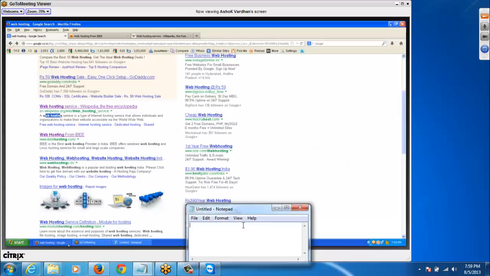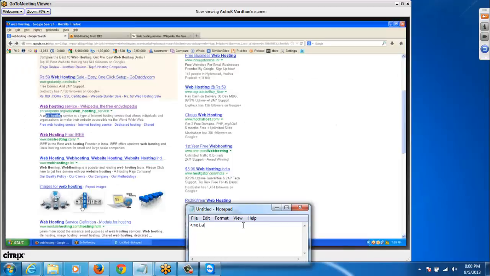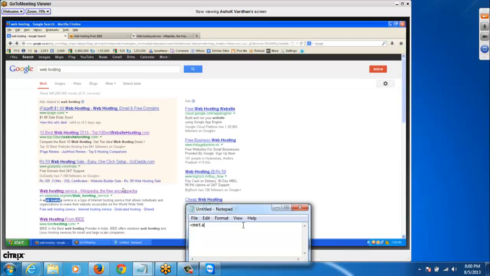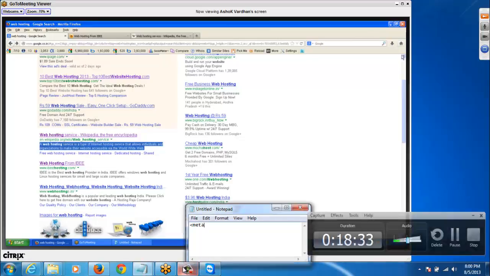They are very, very important. Description. Maximum on-page automation depends only on your title, your structure, description, and keywords. Please write here.